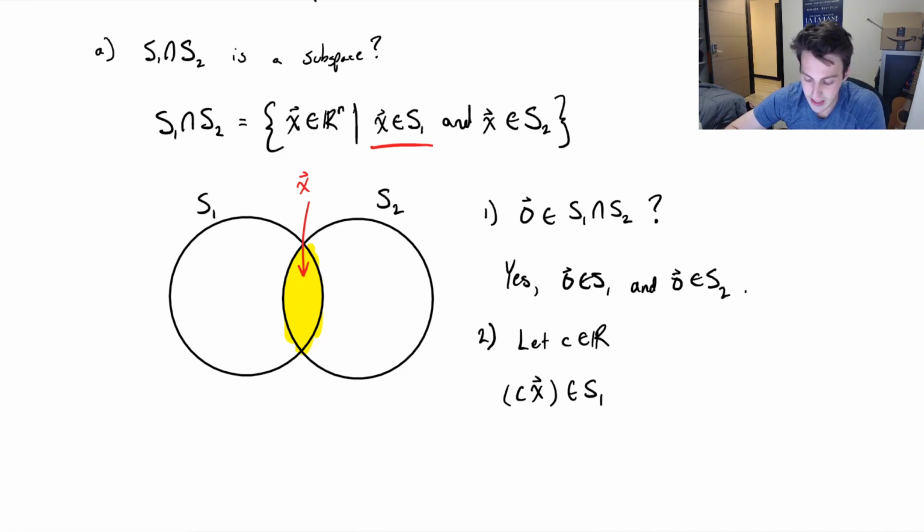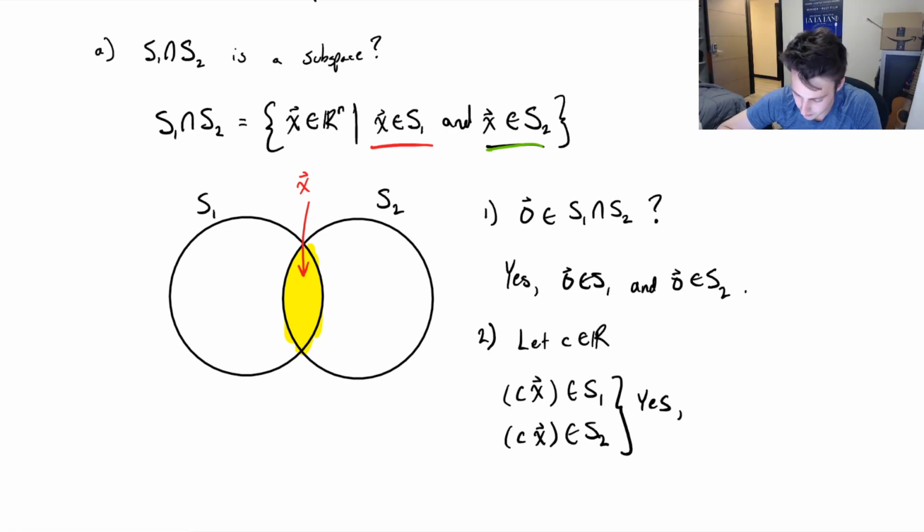And since x is also in S2, right here, and S2 is a subspace, that means that C times x is also going to be in S2. So since Cx is in both S1 and S2, that means that it will be in the intersection. Yes, Cx is in the intersection of S1 and S2.